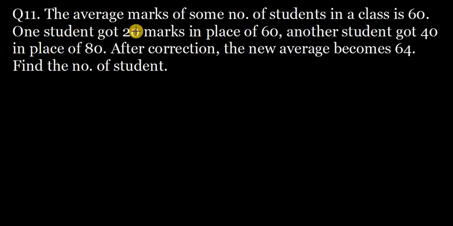Next question. The average marks of some number of students in the class is 60. One student got 20 marks in place of 60. Another student got 40 in place of 80. After correction, the new average becomes 64. Find the number of students.